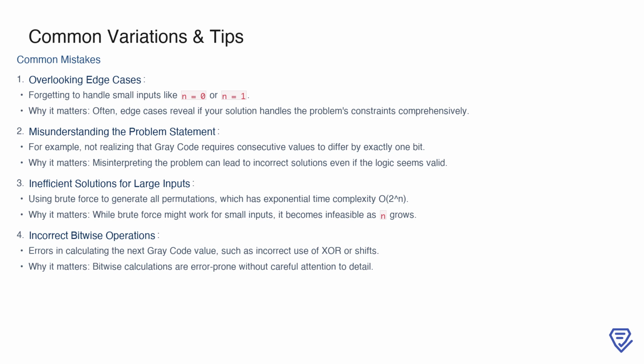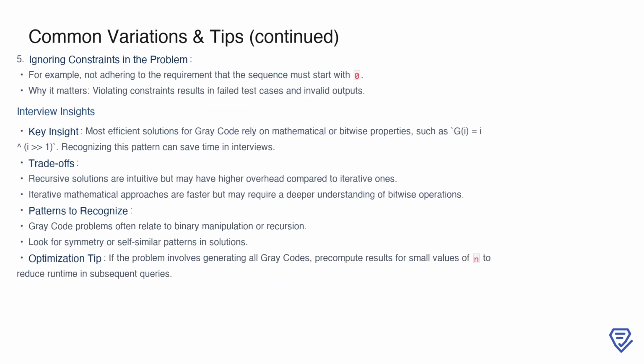Additionally, inefficient solutions, like using brute force to generate all permutations, become infeasible for large inputs due to their exponential time complexity. Lastly, errors in bitwise operations, such as incorrect use of XOR or shifts, can easily lead to incorrect results. Bitwise calculations may seem simple, but they demand precision and careful implementation. Another mistake developers sometimes make is ignoring the constraints outlined in the problem. For example, if the sequence is required to start with 0, failing to enforce this can result in invalid outputs and failed test cases.